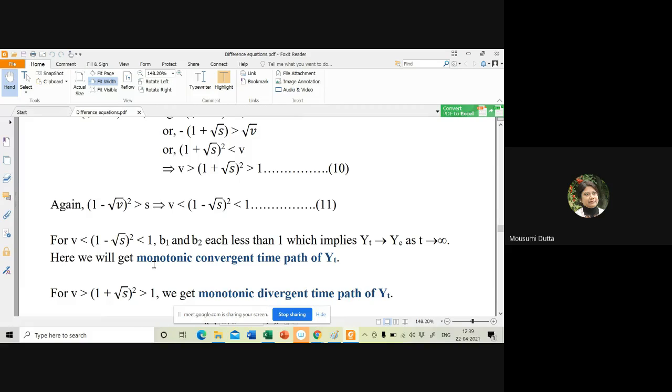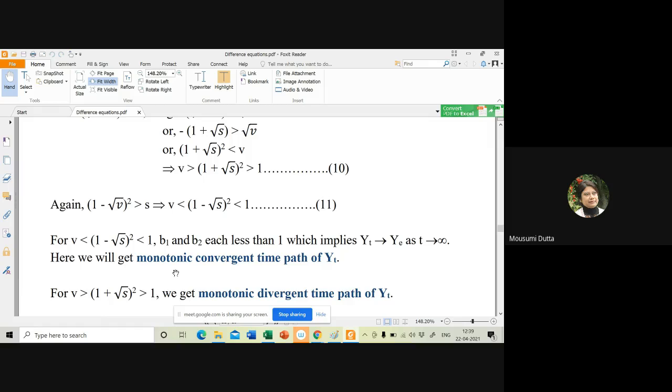So can you identify whether it will be monotonic or oscillatory? What is happening here? V is less than 1 minus root S whole square. In zone A, V is less than 1 minus root S whole square. Therefore, monotonic. Yes, ma'am. So in zone A, monotonic.